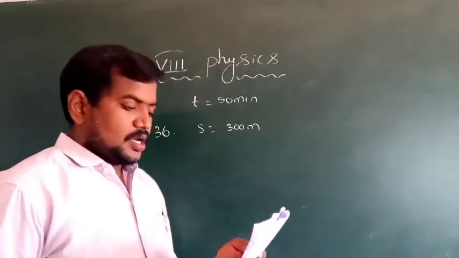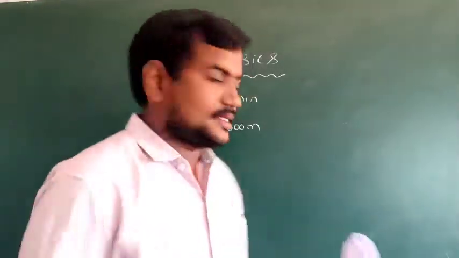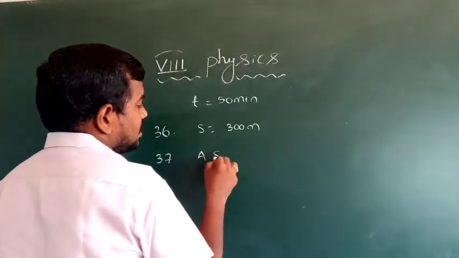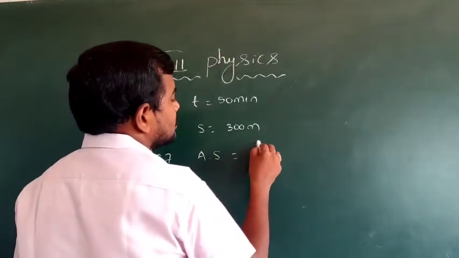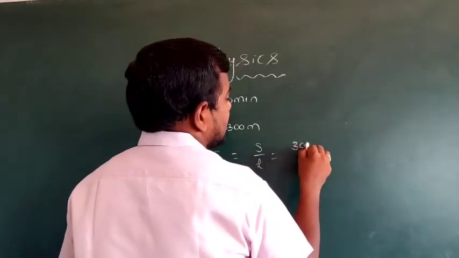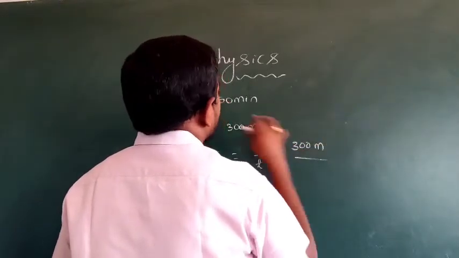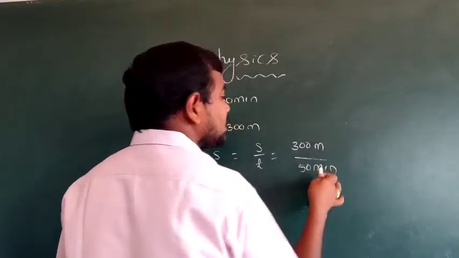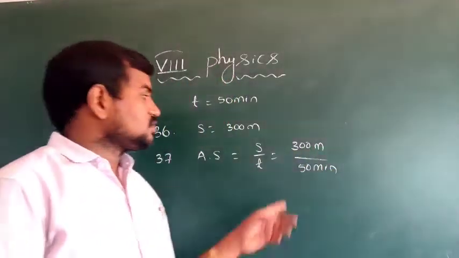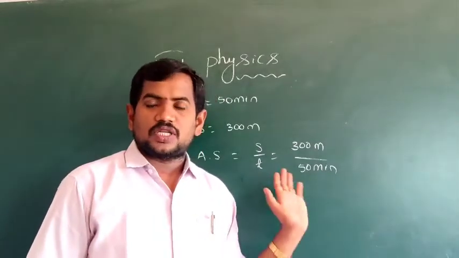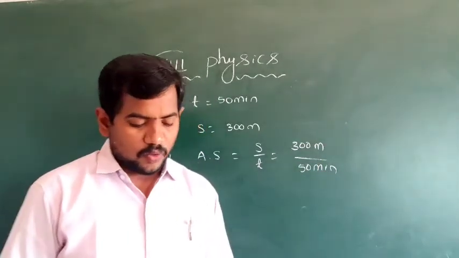Got it? Next, average speed of the teacher is. So next question is average speed. That is, average speed is equal to total distance traveled by total time taken. So that is 300 meters by time taken, 50 minutes. So meter per minute. Otherwise, you can convert this into seconds. But here in the options, per minute is given, so you can simplify like this. There will be no problem.